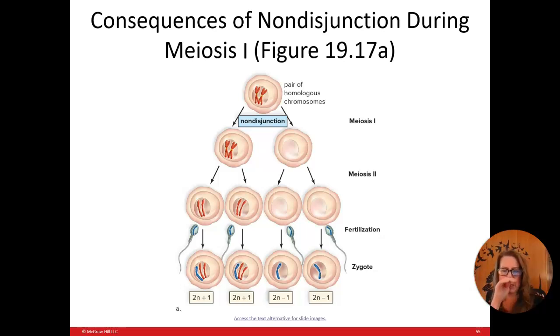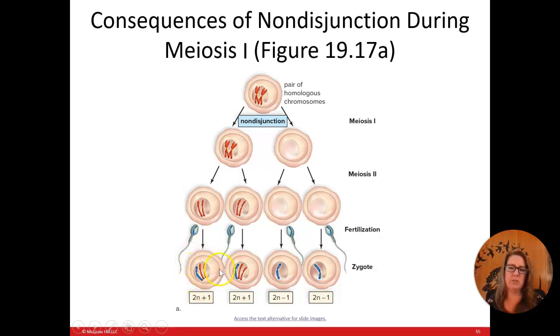So let's take a look at what this looks like. Okay, so if we have non-disjunction in meiosis 1, we see that these homologous chromosomes fail to separate. They go through meiosis 2. So we see that essentially we have too many. And then when we finish meiosis 2, we have 2 copies of the same chromosome. We really should just have 1. And when this is fertilized with the sperm, which is here, they're showing it with the blue chromosome, now we have 2 copies of this chromosome in red from mom and 1 from dad.